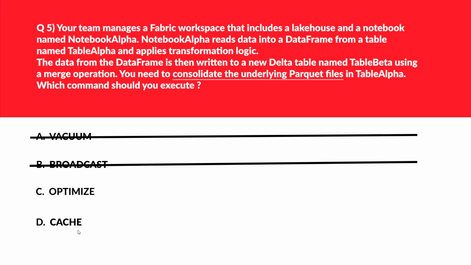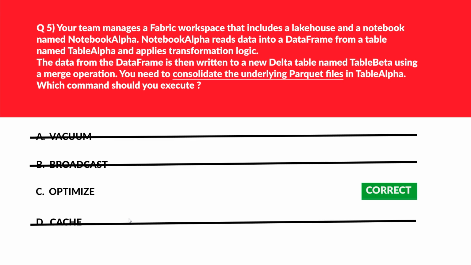D says cache. The cache command caches the data frame in memory for faster access, but again does not consolidate files. Therefore, wrong option, we'll reject this. We'll lock option C as the correct answer.